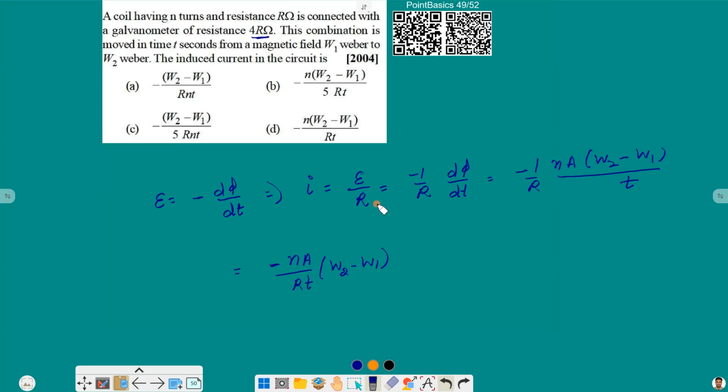And now this R is the total resistance. We have a coil with resistance R ohm and a galvanometer with resistance 4R ohm. So total resistance will become 5R. So option B will be the right answer here. Area is missing in this one. So let's move to the next one.